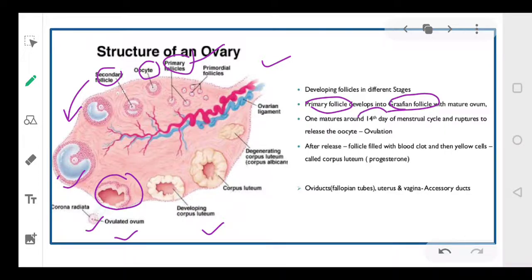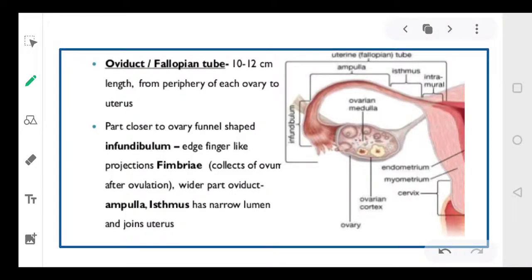The mature ovum will be released on the 14th day of the menstrual cycle, and the corpus luteum will start degenerating. This release of the ovum from the follicle is called ovulation. So ovulation will occur on the 14th day of the menstrual cycle. The rest of the part is called your corpus luteum, and this corpus luteum will then secrete a hormone called progesterone. Now coming to the fallopian tube or the oviduct.